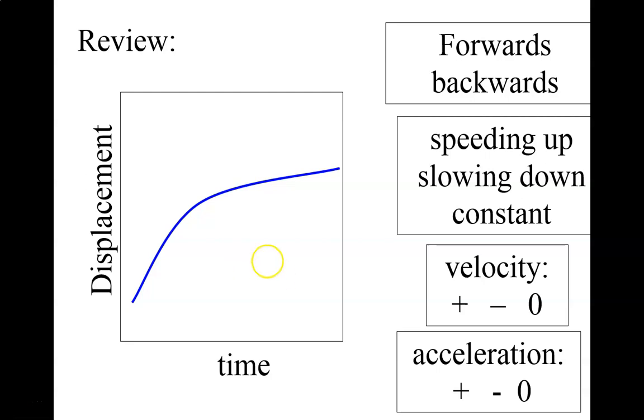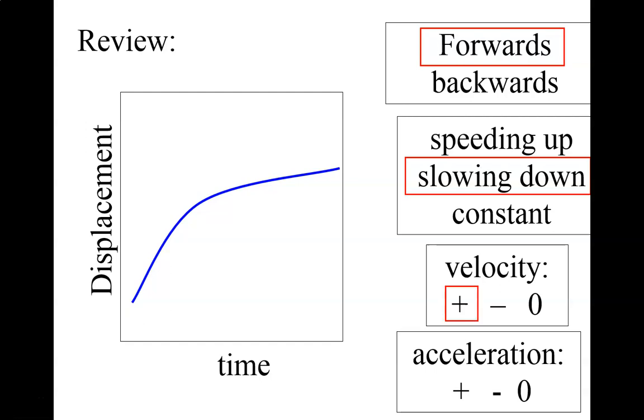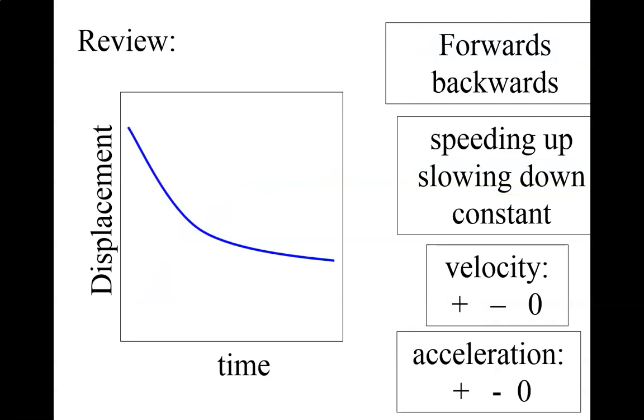It is moving forwards because the line is still tilted up. It is slowing down because the line is getting flatter. Since it's moving forward, the velocity is positive. And since it's slowing down, the signs have got to be the opposite on velocity and acceleration. So the acceleration is negative. All right, let's try this one.